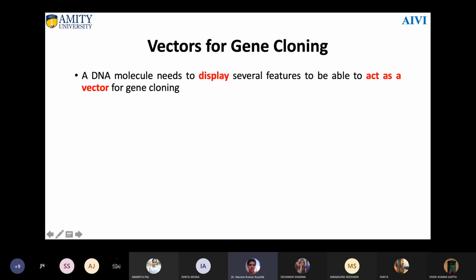One more property is that it should always be available, like the metro. Whenever you feel you have to go, just visit the metro station. You will find a metro either on the platform or coming in 1 or 2 minutes. And it is replicative, so you can replicate it also. These are the properties that, if your DNA molecule has them, we call it a vector. A DNA molecule needs to display several features to be able to act as a vector for gene cloning. So what are those features?